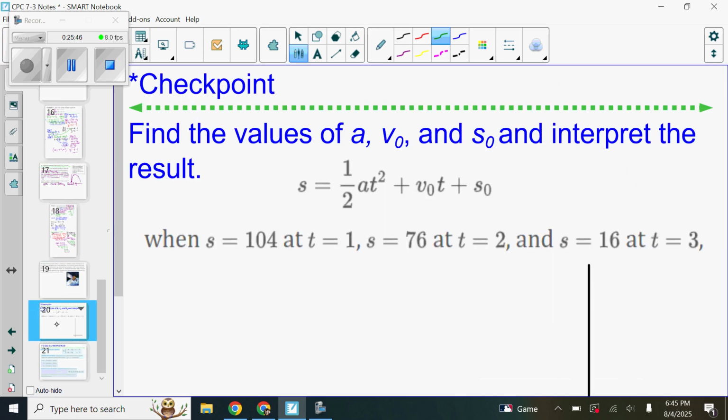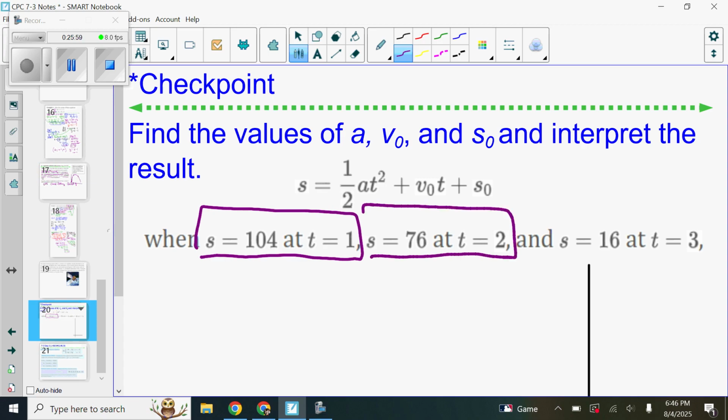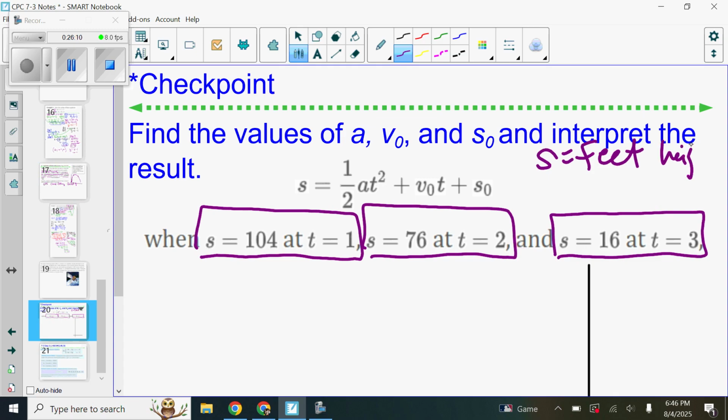So here's our situation. I'm going to give you three different positions. So the height at time of 1 second was 104 feet. At 2 seconds, it was 76 feet. And then at 3 seconds, it was 16 feet. So in this case, my S is going to be the height in feet, and then the time is going to be in seconds. So just so you can keep track of your units here.